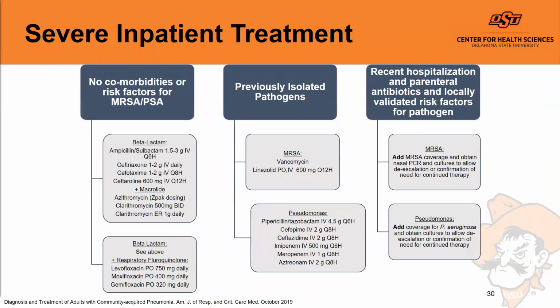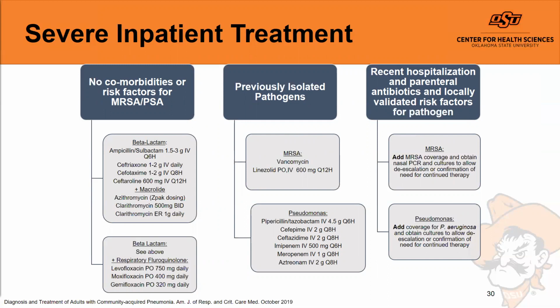Now we'll move on to severe inpatient treatment. So this has some similarities to non-severe treatment. For patients with no comorbidities or risk factors for MRSA or Pseudomonas, it's recommended to use a beta-lactam with a macrolide, such as with non-severe treatment. This does differ since we do not use a fluoroquinolone alone. They must be in combination with a beta-lactam.